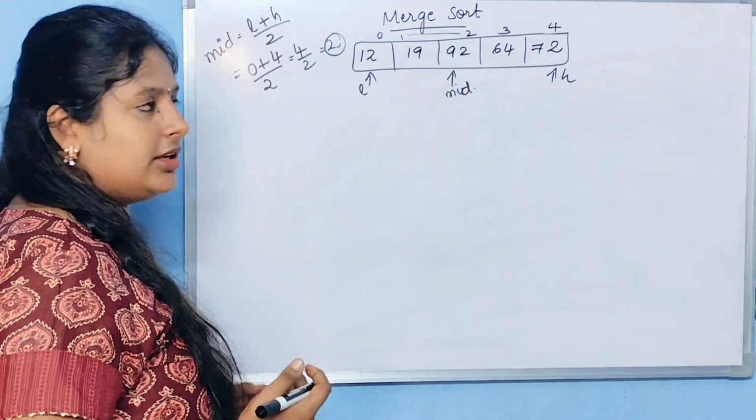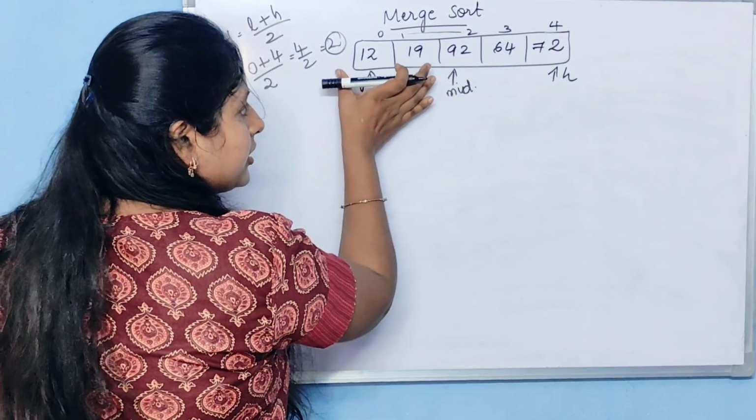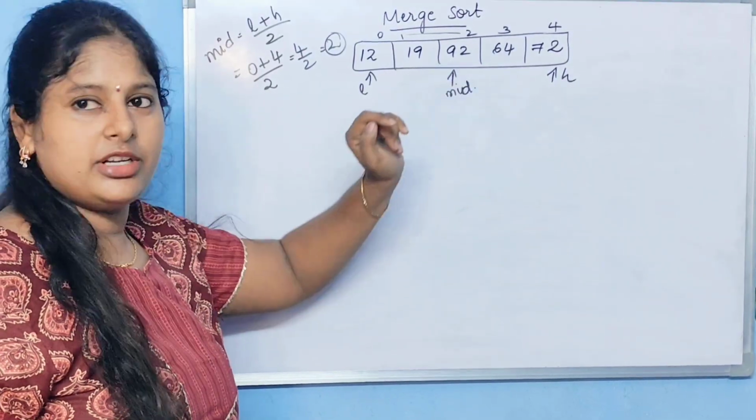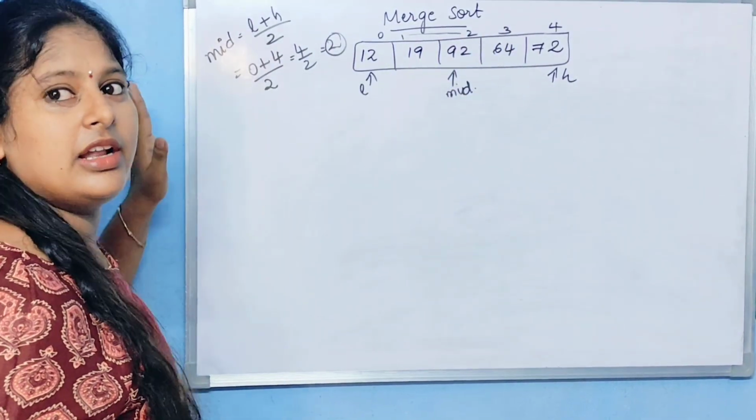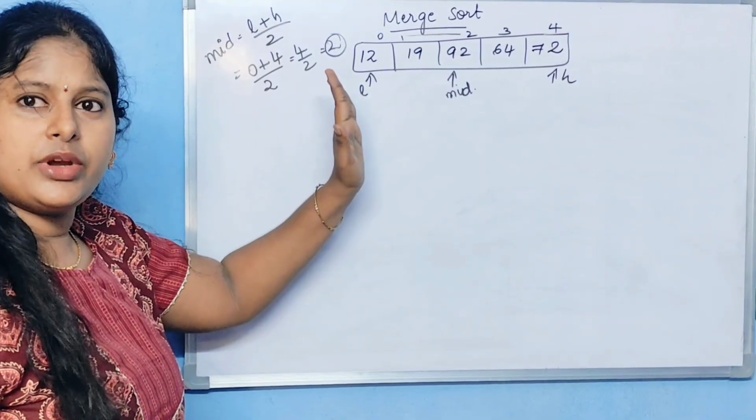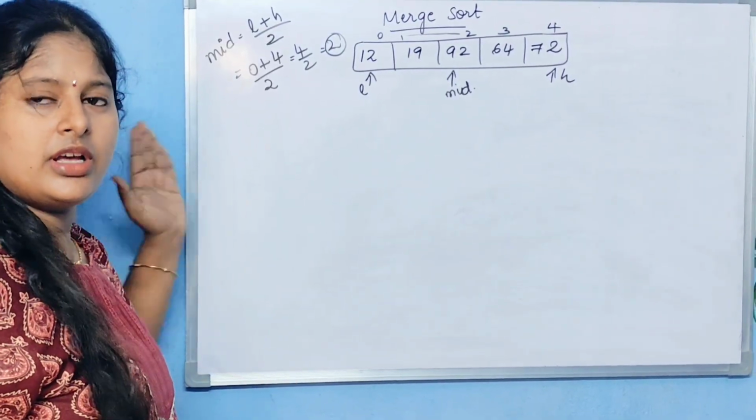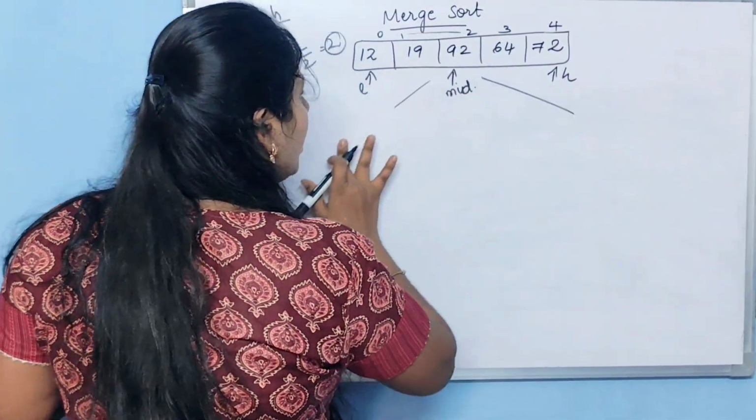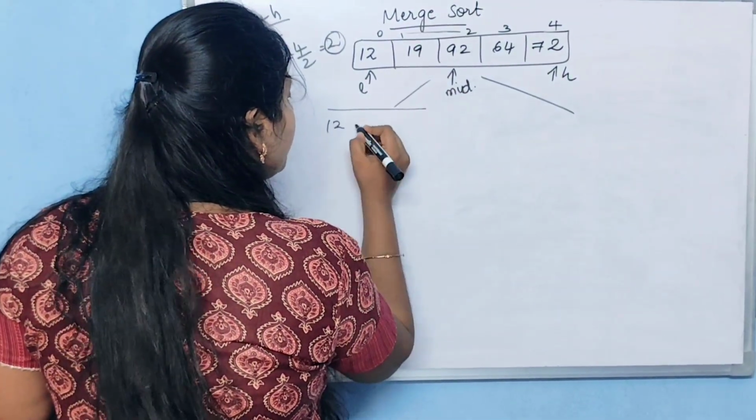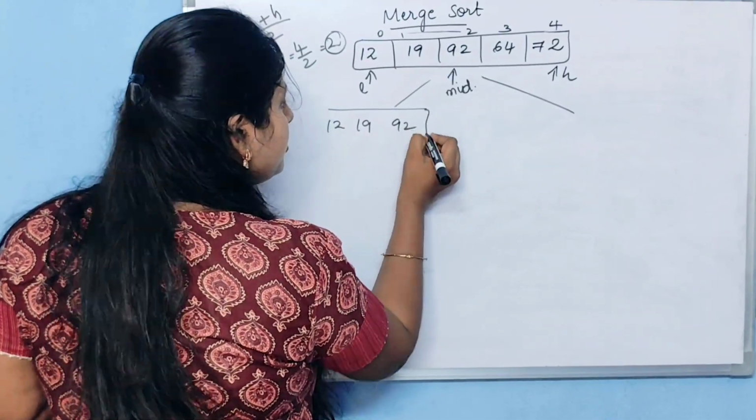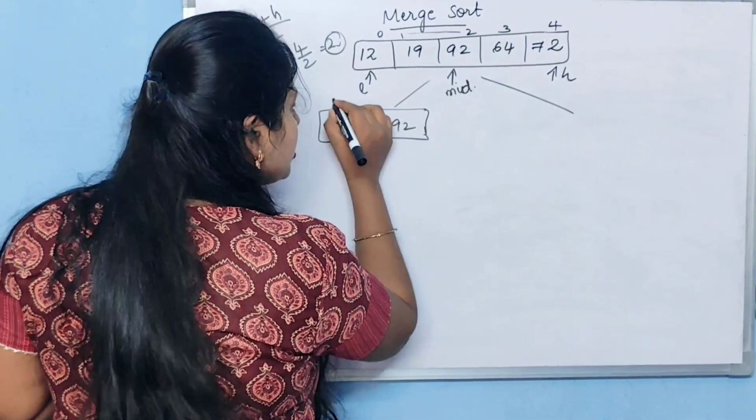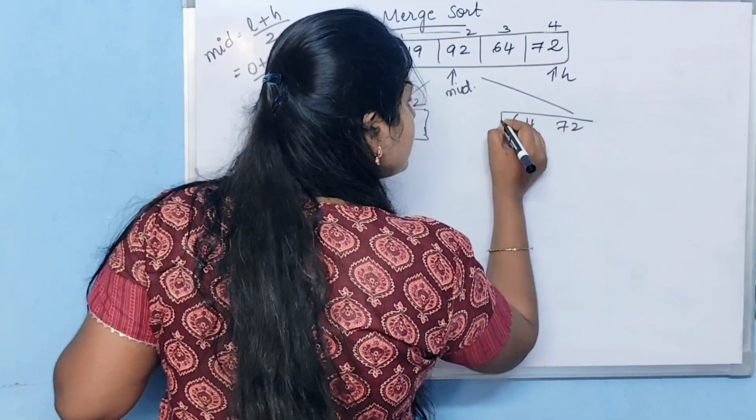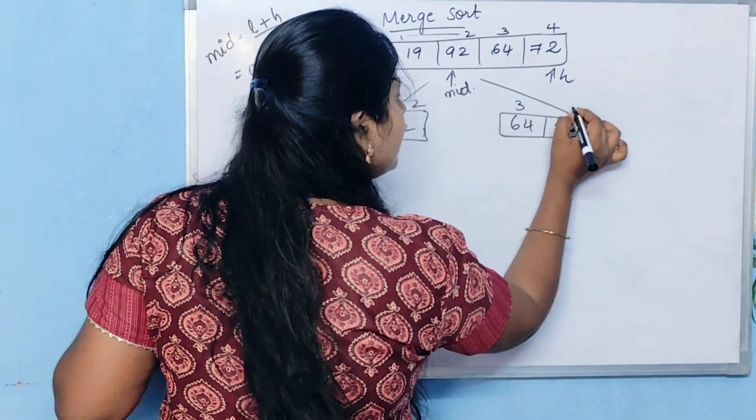So while dividing, you might have this doubt: these two elements are one half and these two elements are the other half. Where should I combine my mid value? You should combine it in the left subarray. Wherever you get the mid, that element should be included in the left subarray. So divide the array into two halves. It becomes 12, 19, 92. Don't change the indexes. Next one, 64, 72, 3, 4.